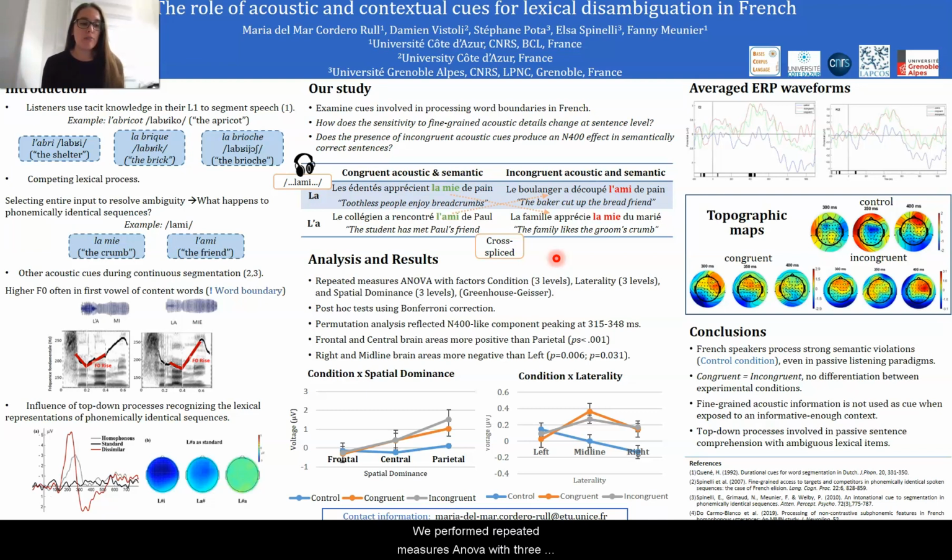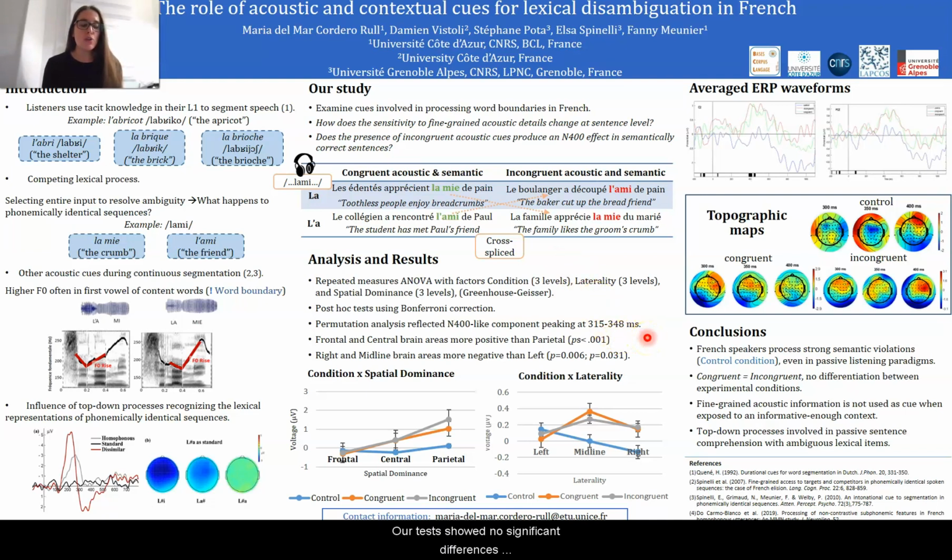We performed repeated measures ANOVA with three factors: condition, laterality, and spatial dominance, each with 3 levels, and we corrected for sphericity. Our statistically significant results were tested in post-hoc tests using the Bonferroni correction, and to avoid reducing the statistical power of our data and correct for multiple comparisons, we performed a permutation analysis to find our time window with significant effects and reveal the presence of an N400-like component peaking at 315 milliseconds to 348 milliseconds.